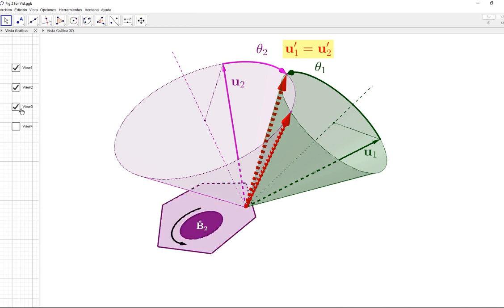In geometric algebra, instead of dealing with axes of rotation, we usually deal with planes of rotation, and those planes of rotation are defined by their unit bivectors. So here we have the two unit bivectors for each cone, or each axis of rotation.